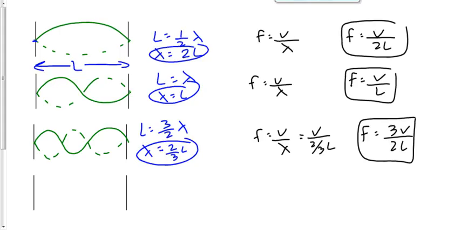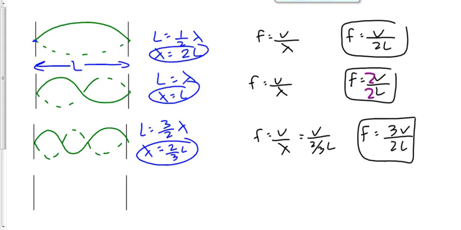There's a pattern formed here. Does anybody see it? V over 2L. The second one is V over L, but isn't V over L the same thing as saying 2V over 2L? Isn't that the same thing? V over 2L, 2V over 2L, and 3V over 2L.